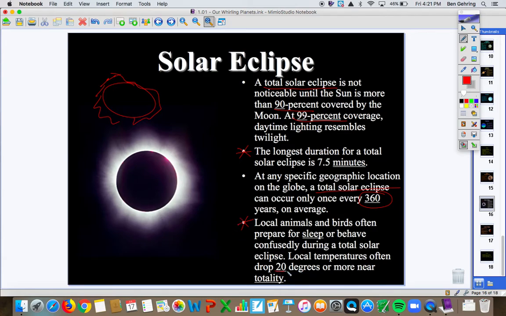But this can also drop the temperature 20 degrees or more. So if you think back, it did get colder while the eclipse was happening because we're not getting this light and energy from the sun. But that is a solar eclipse. I would love to see another one sometime in my life, but we'll see if that happens.